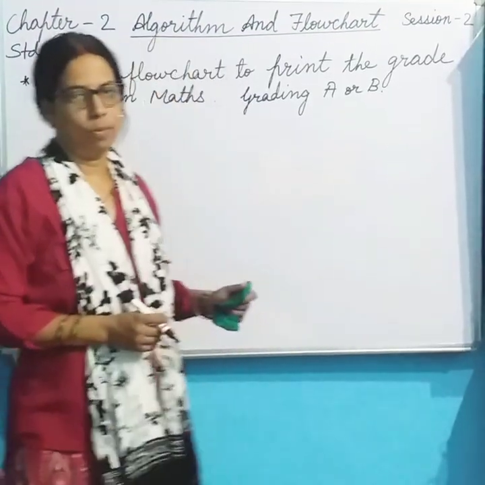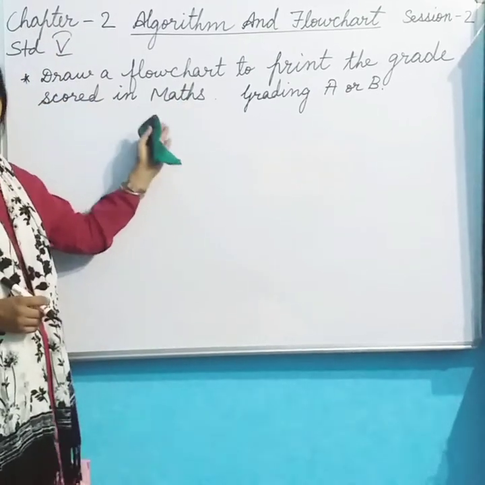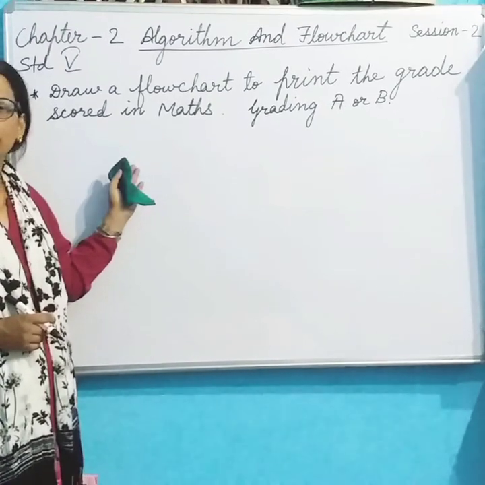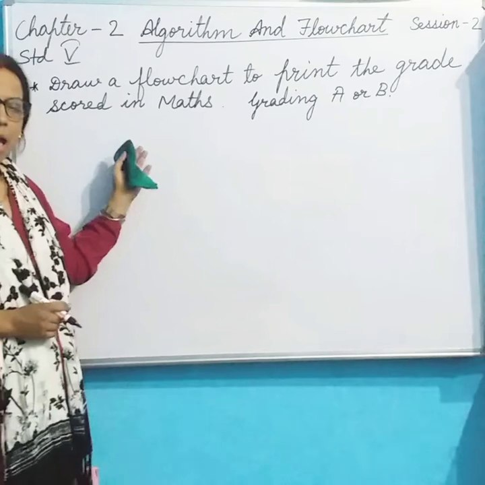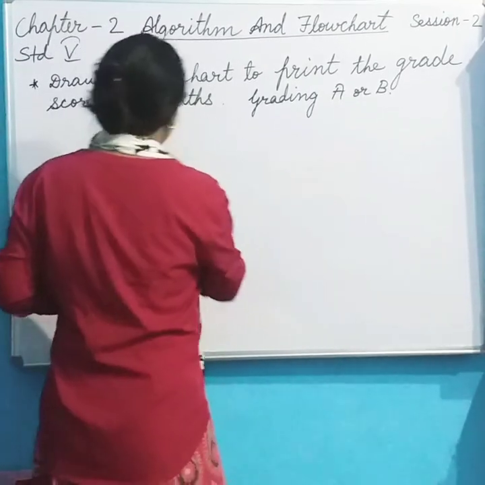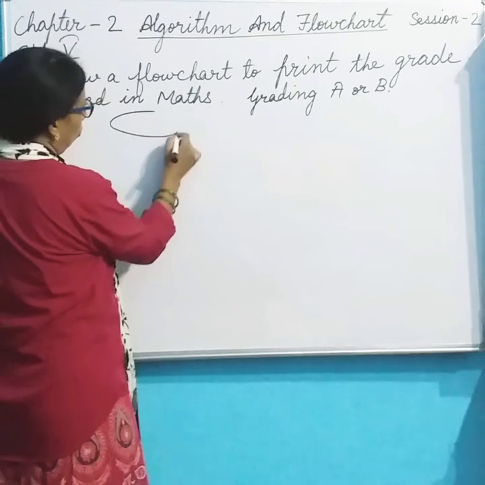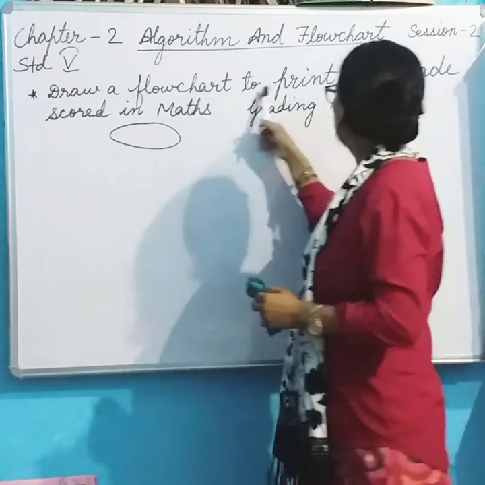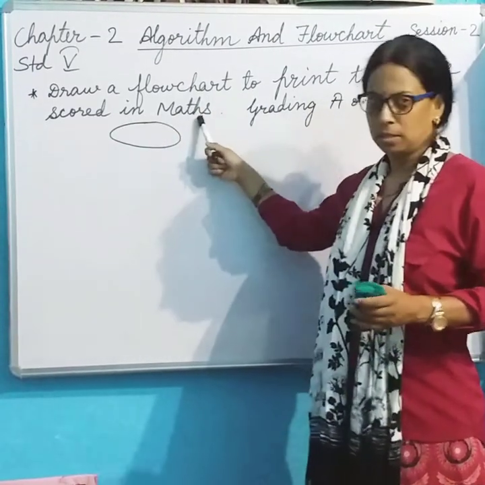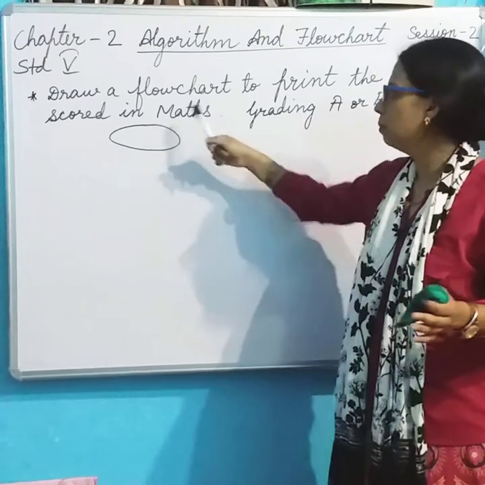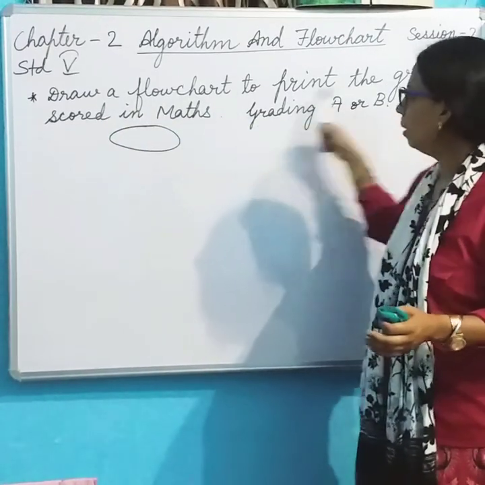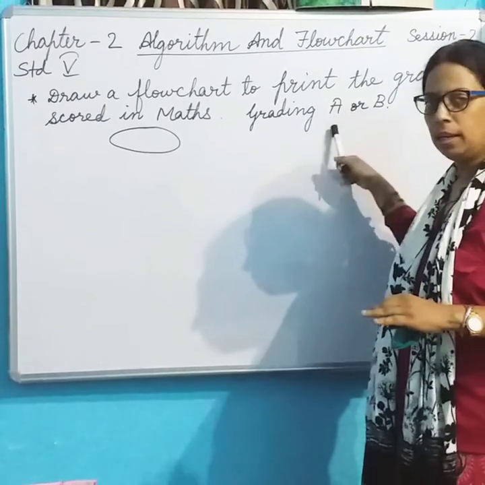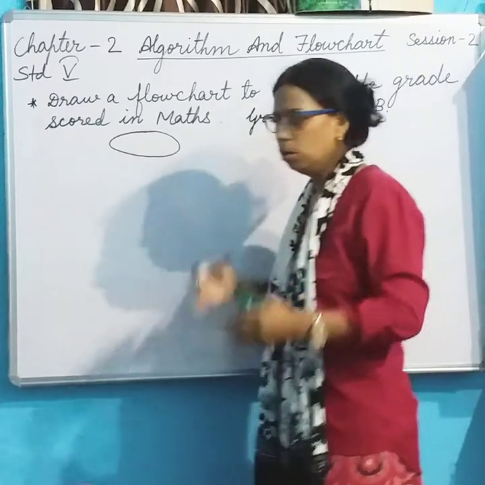Now here is the next problem to be solved, in which I will discuss the decision box. This decision box example is not given in your textbook, so listen carefully and see. Again we will start from the start box. Before starting, let me read out the question. Draw a flowchart to print the grade scored in maths by any student of your class, and the grading is either A or B. Let us see how we are going to put it down.